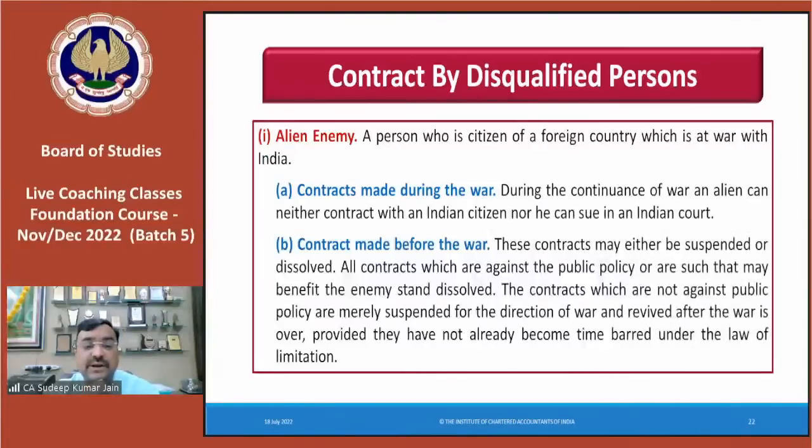Next, second point, contract made before the war. It means the contract was entered at the time when there was no war. The contract may either be suspended or dissolved. Suspended means hold for some time, and dissolve means cancel.